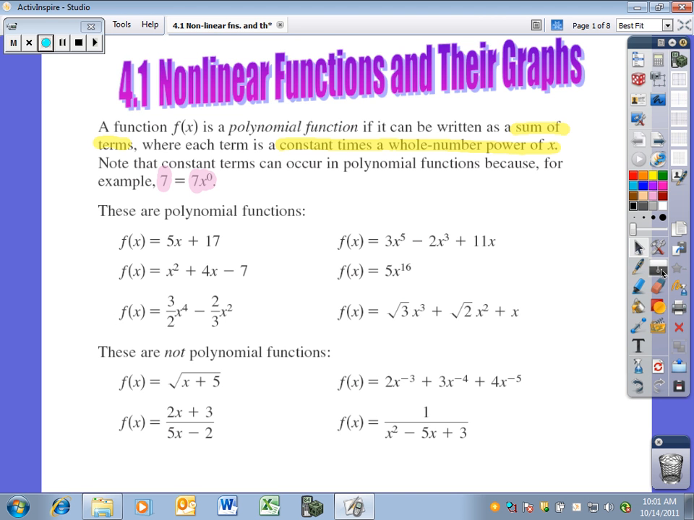Then these are not polynomial functions. Notice we have a square root on this one. Notice the power is a -3, a -4, and a -5. Notice these both have powers of 1, but they're not just a single term. They are two different terms. Here, notice that it is a 2, 1, 0, but it's in the denominator. So that's what makes it not a polynomial function.